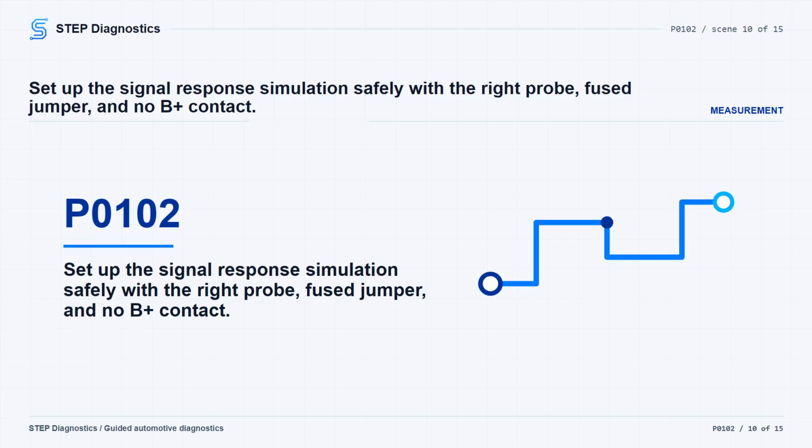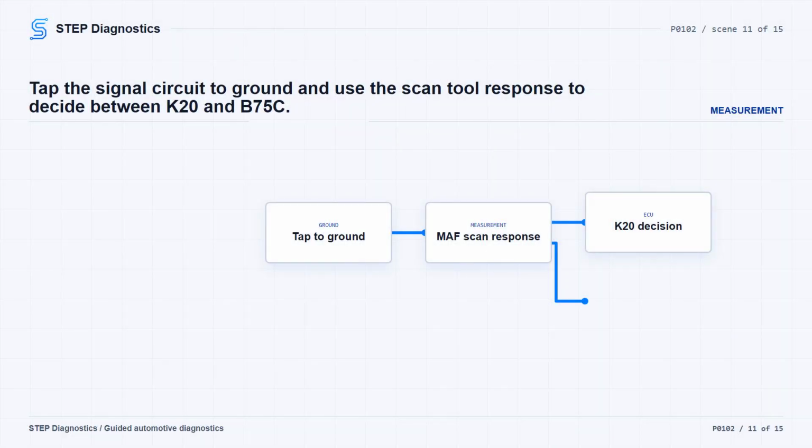While tapping, the MAF sensor parameter should be greater than 0 Hz. If it stays at 0 Hz, replace the K20 engine control module. If it goes greater than 0 Hz, test or replace the B75C multifunction intake air sensor. If this part of the diagnostic path calls for the high voltage signal, check again.